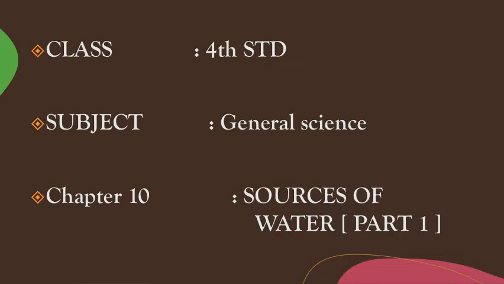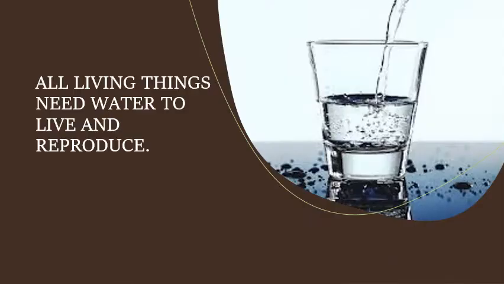Now, all living things need water to live, isn't it? They need water to live and to reproduce. Why do we need water in our body? Because it keeps us hydrated. It is said that 70% of the human body is made of water itself. So our body requires water.